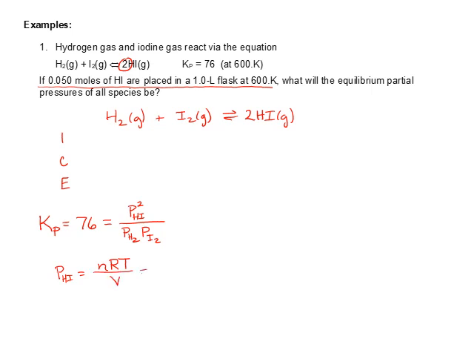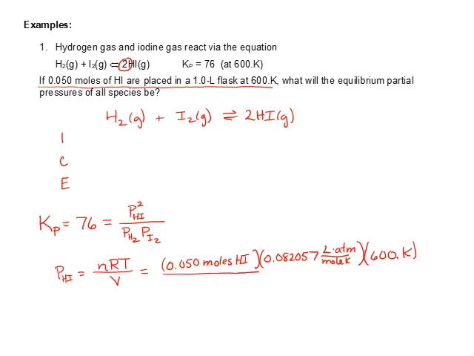of the flask. So we have 0.05 moles of HI times the ideal gas constant. We want to use the value with liter atmospheres per mole Kelvin, times the temperature in Kelvin, which was given as 600 Kelvin, and divide by the volume of the flask. Plugging this into our calculator, we get a value of 2.46 atmospheres.